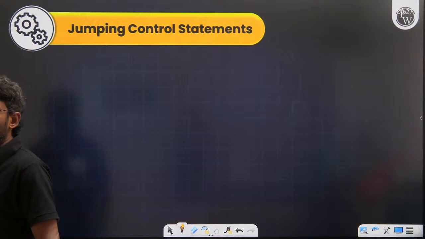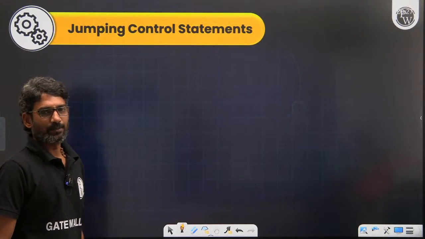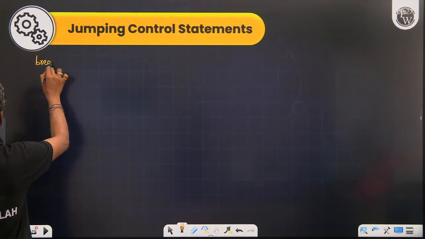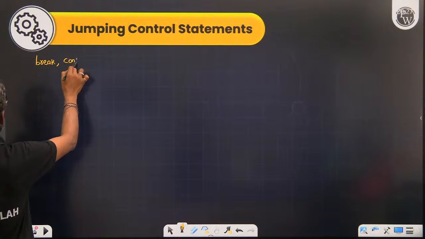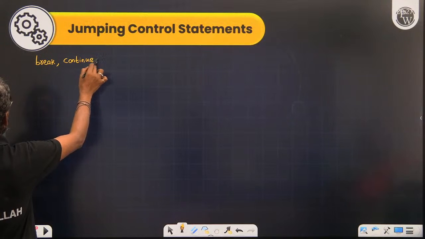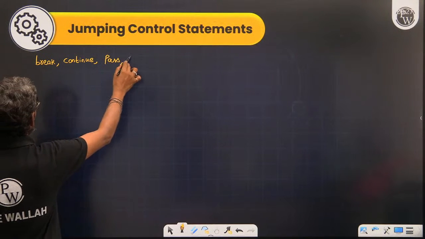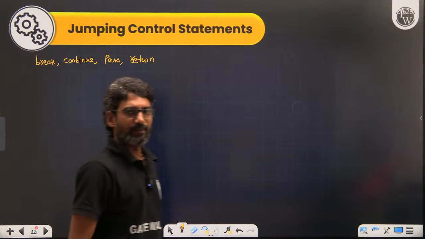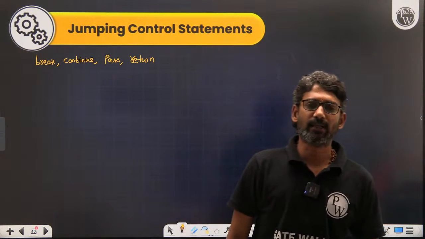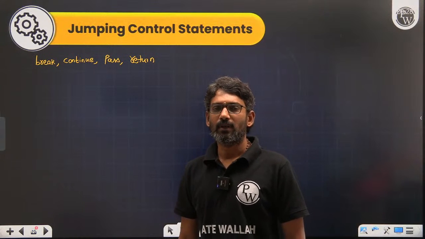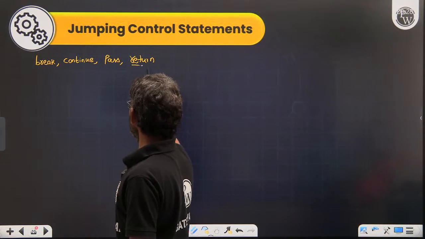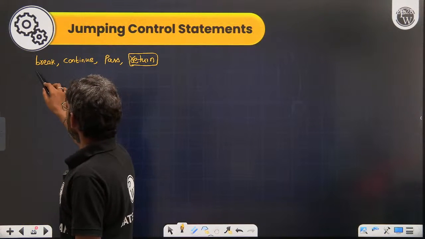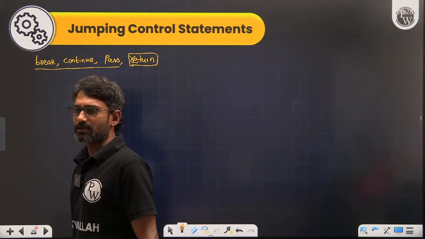Next, jumping control statements. What are jumping control statements? Break, continue, pass, return. These 4 are said to be jumping control statements or unconditional control statements. The return statement we will discuss in the functions concept. So about these 3 we will discuss now.